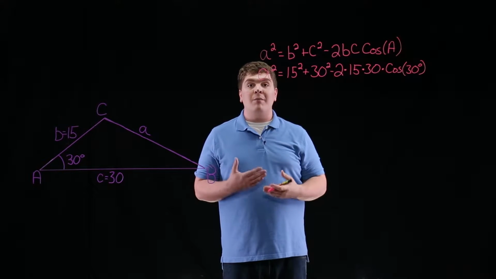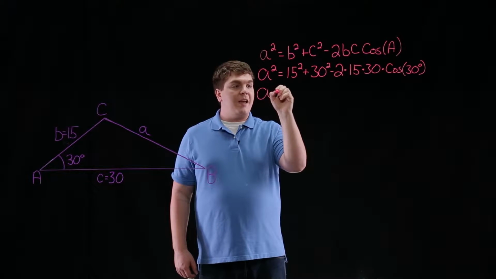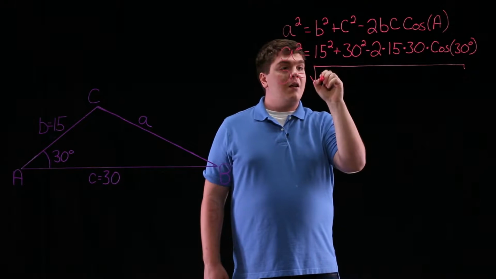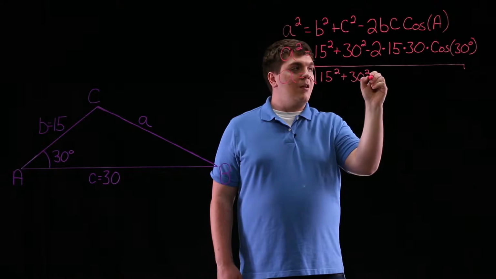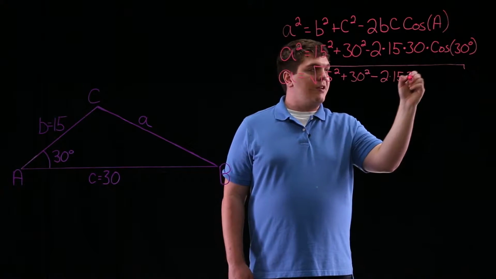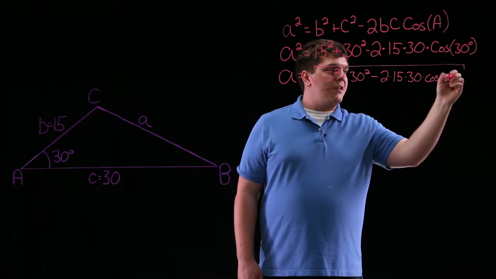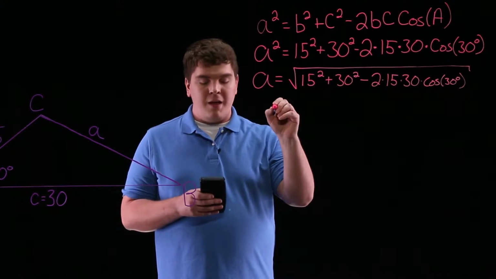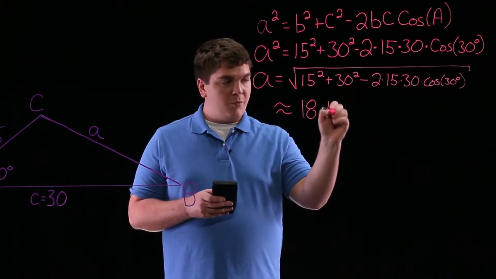And we can find a by now taking the square root of each side of the equation. And we have a is equal to the square root of 15 squared plus 30 squared minus 2 times 15 times 30 times the cosine of 30 degrees. Now, by plugging this into a calculator, we find that a is approximately 18.59.